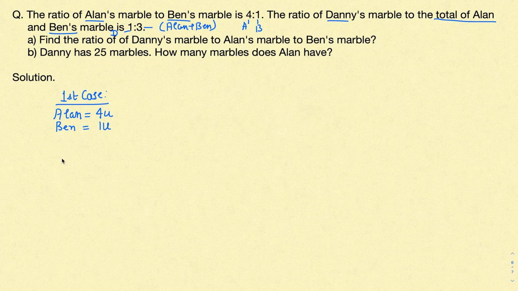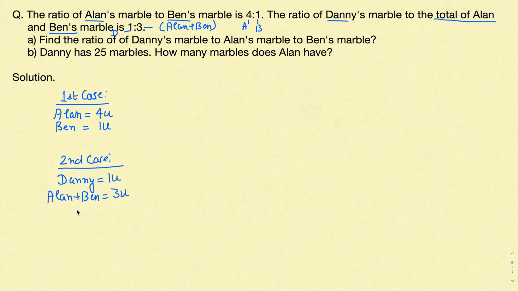So what's our second case? For our second case, it is the ratio of Danny. Danny is only 1 unit. And 3 is the total of Ellen and Ben. So we can write here: Ellen plus Ben is 3 units.